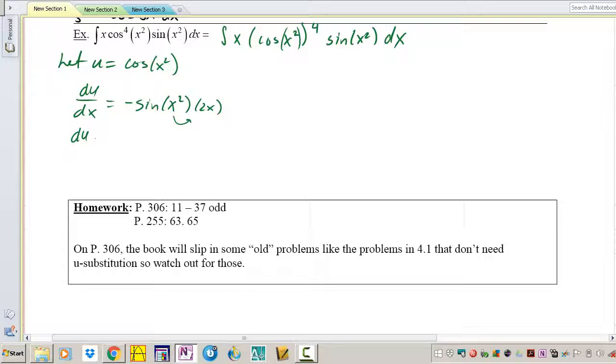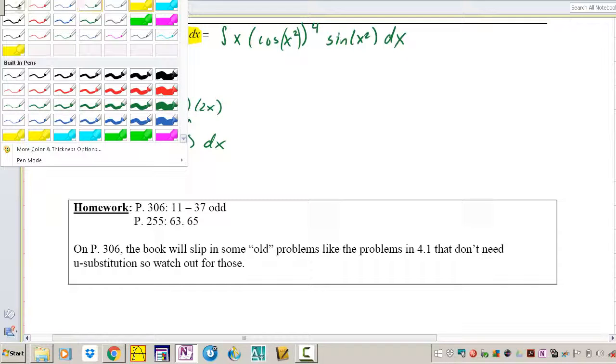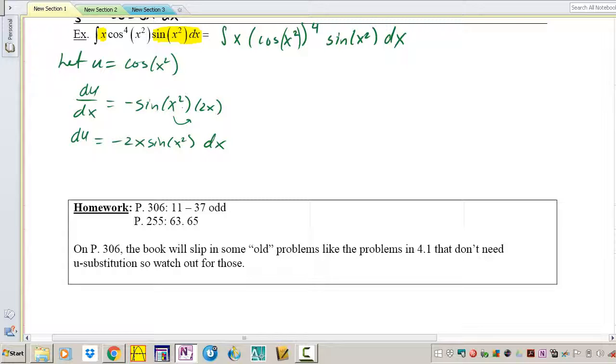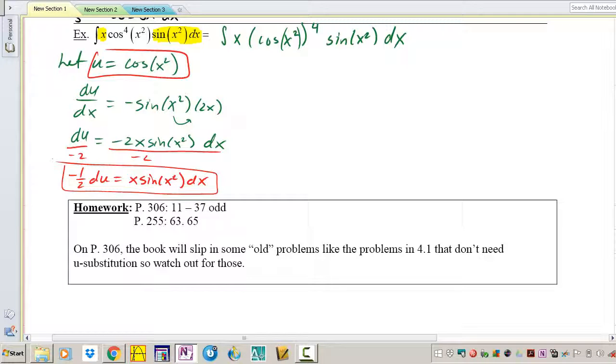So let me clean this up. du is equal to negative 2x sine x squared dx. I don't have a negative 2 in my original problem. I do have a sine x squared and an x. So you got to be very careful. They'll mix up the terms on purpose. So what do I have to do? I have to divide both sides by a negative 2. So divide by negative 2, divide by negative 2. So I get negative half du is equal to x sine x squared dx. Here's my u. Here's my du. Let's proceed with the integral.